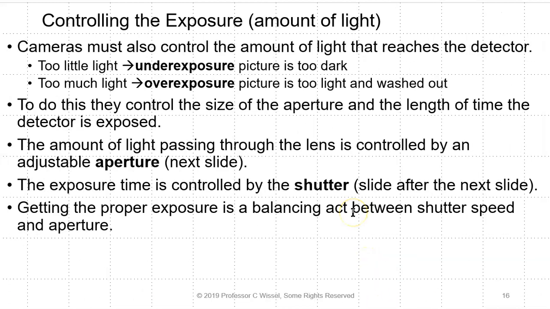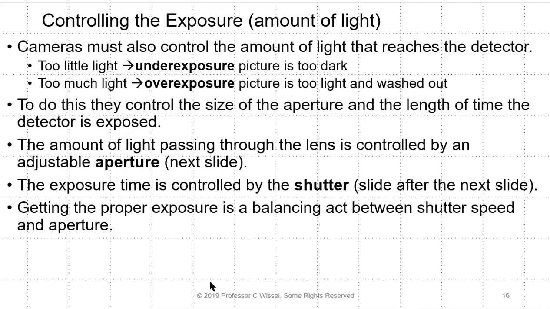Now, cameras must also control the amount of light that reaches the detector. If there's too little light, this is called underexposure, and the picture is too dark. If it's too much light, this is called overexposure, and the picture is too light and washed out, and you lose the detail. To do this, they control the size of the aperture and the length of time the detector is exposed. The amount of light passing through a lens is controlled by an adjustable aperture. That's the next slide. The exposure time is controlled by the shutter. That's a slide after the next slide.